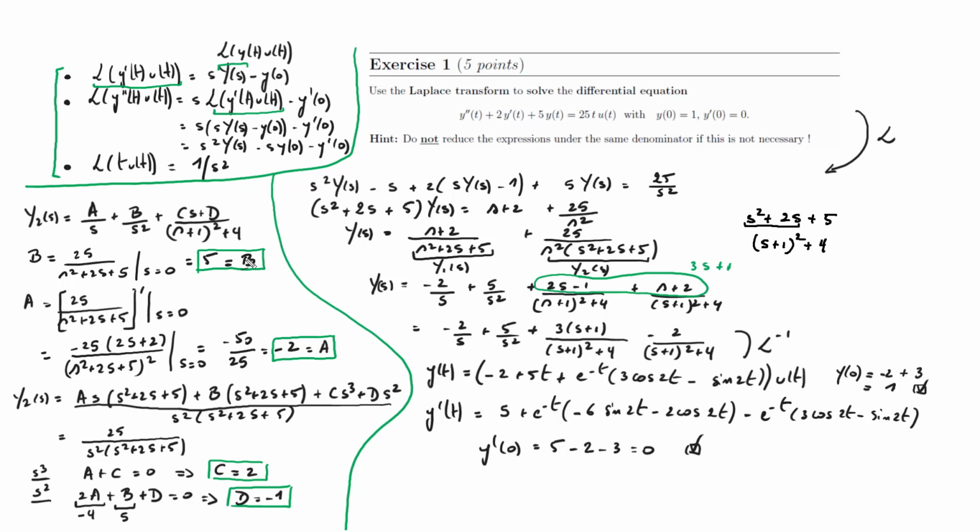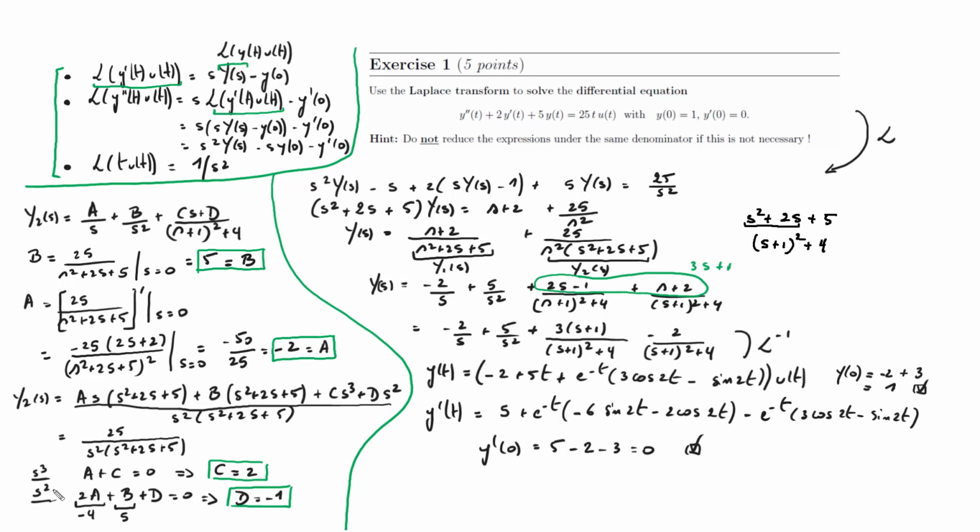We already have B and we already have A, so we are interested in C and D, and the easiest thing to do is to look at the terms in s cubed and s squared. You have a term in s cubed over here, so that's C. You have another one over here, s squared times s cubed, and A. So A plus C is equal to 0, because you do not have a term in s cubed in y2 of s, right? You know A, so you know now that C is equal to 2.